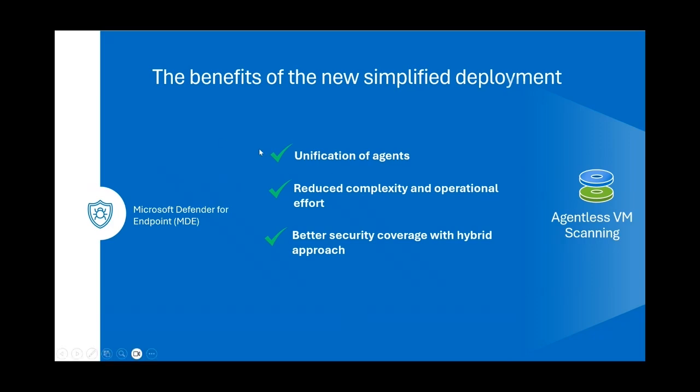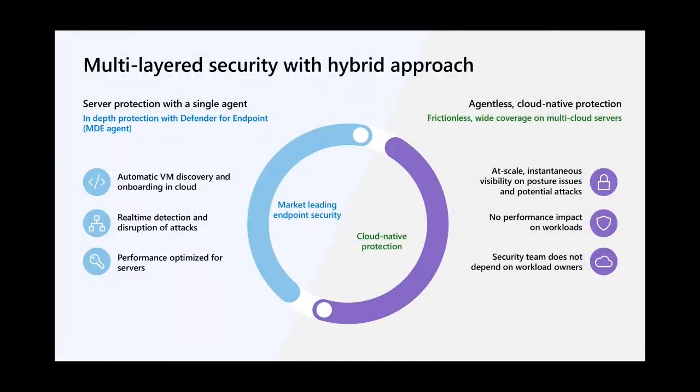This will allow us to significantly reduce the number of agents that are required to be deployed on your servers, and this will also reduce the complexity and the operational effort that comes with agent installation. But most important, it will provide you both simplification in onboarding and better security coverage. By providing all the security capabilities both by an agent and by agentless or cloud native capabilities, we will be able to take advantage of the strengths of both of these platforms and provide you multi-layered security for protecting servers in the cloud.